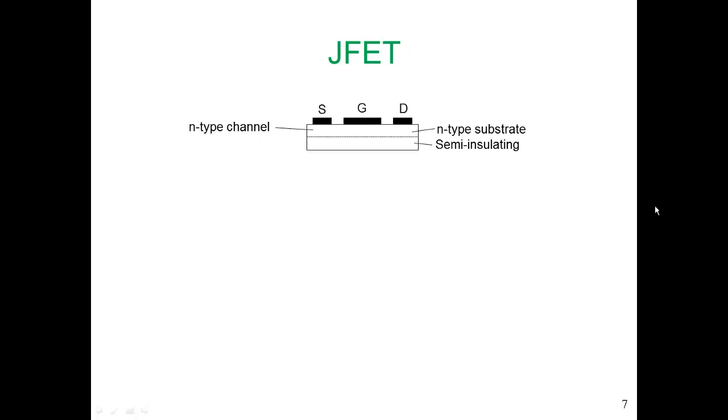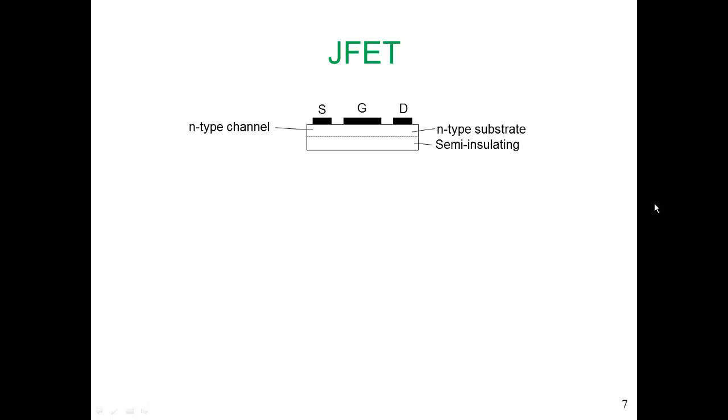Metal is put down directly on top of the N-type substrate. Here we have a source contact directly on top of the N-type substrate. The junction between the source and the substrate is a Schottky barrier diode, and that is forward biased, so there's very little resistance between the source and the N-type substrate.